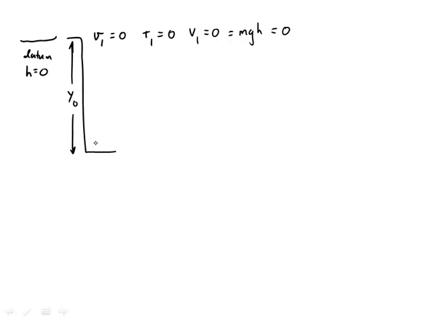So down here at the bottom, I have some velocity v2. So my kinetic energy is 1/2 m v2 squared. And my potential energy, V2, is equal to mg times negative y sub 0. Why negative? Because I am below the datum. So this direction is negative y. I am below the datum.